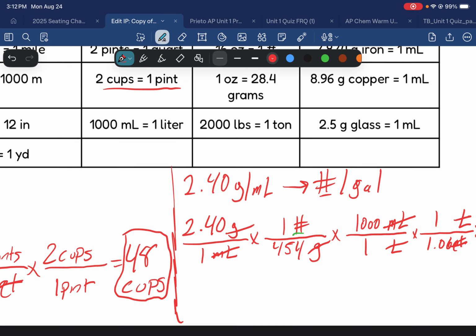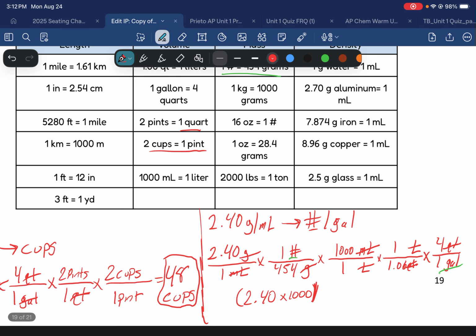So what you do in your calculator is you do, in parentheses, 2.40 times 1,000, close it off. Sorry, I forgot the 4. Times 4. And on the bottom, parentheses, 454 times 1.06. And that should give you your answer.